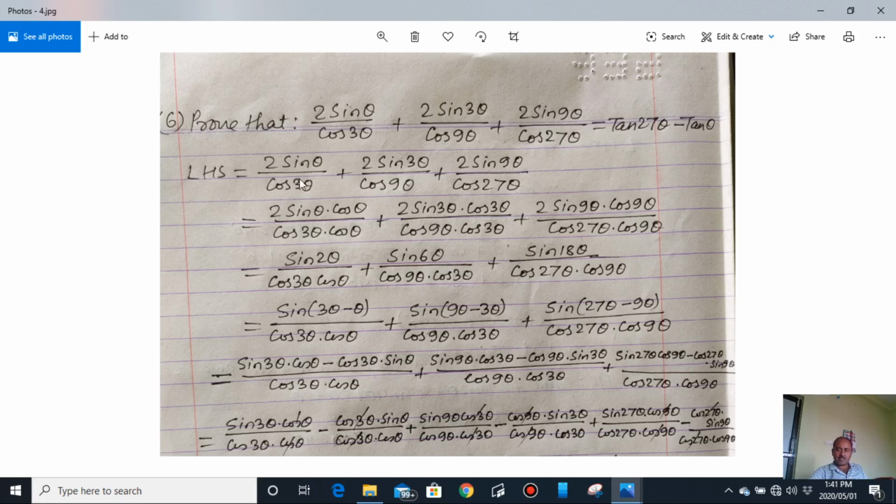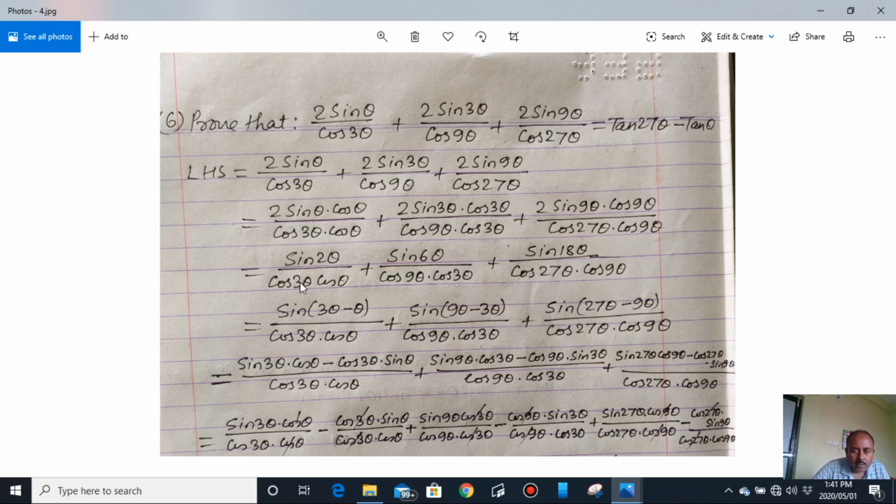Let us begin with LHS. See, which angle's sine is there? The same angle's cos you multiply in numerator and denominator. In the first term, 2 sin theta cos theta by cos 3 theta into cos theta. So we have multiplied numerator and denominator by cos theta. Here in the second, we have multiplied by cos 3 theta in numerator and denominator. Here cos 9 theta. Is it? Only that change is there.